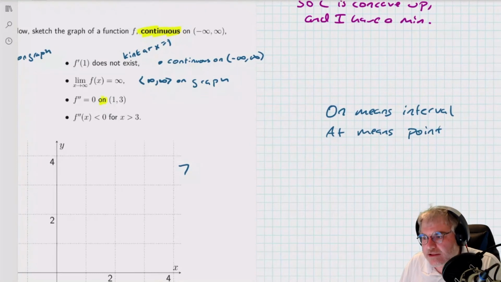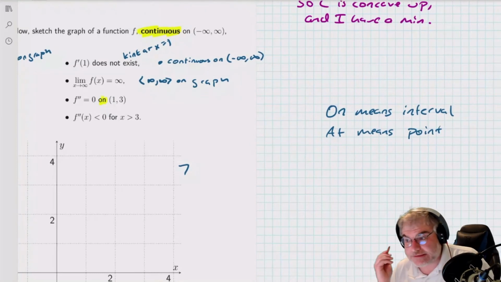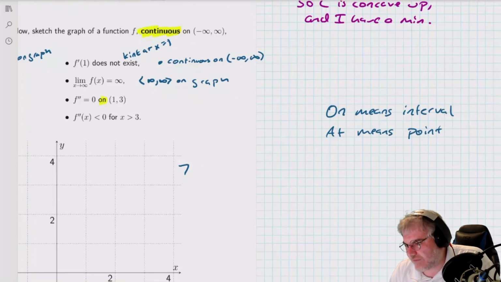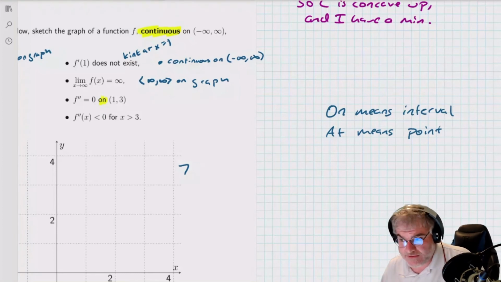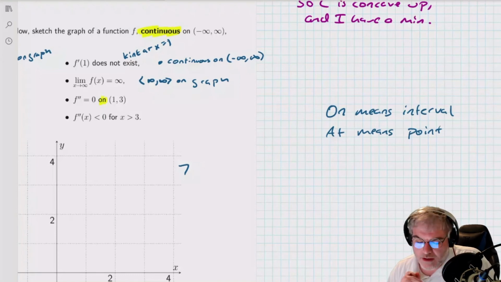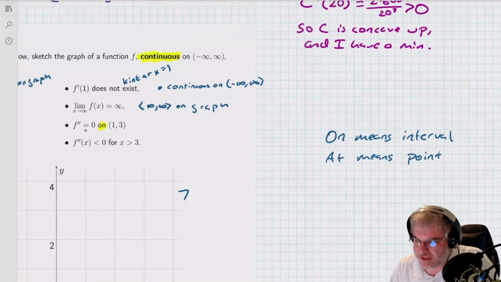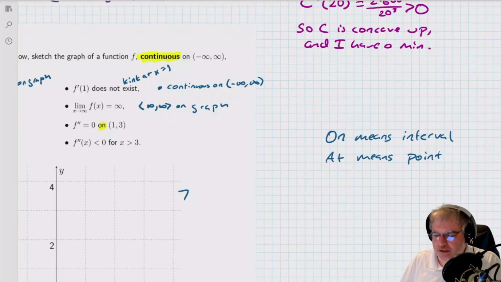But the standard is becoming that, but it's not there yet. So the textbooks still have parentheses for points and parentheses for intervals. I find that hugely confusing. But that's what it is. This word on tells you that f double prime is 0 on that interval. So how do we feel about that? This is just a heads up, just in case it happens. The word on means an interval and at means a point.